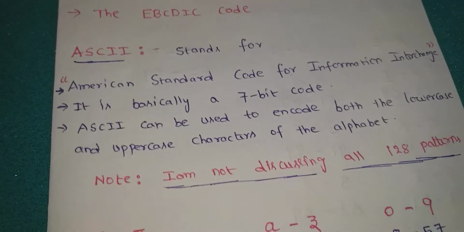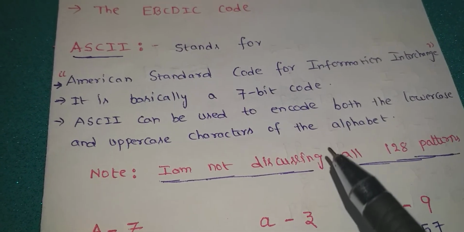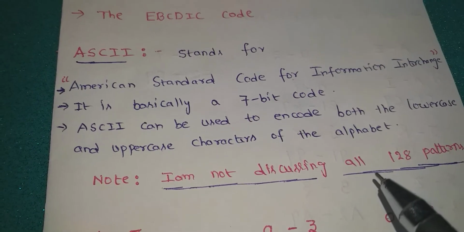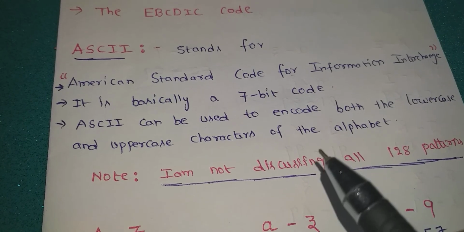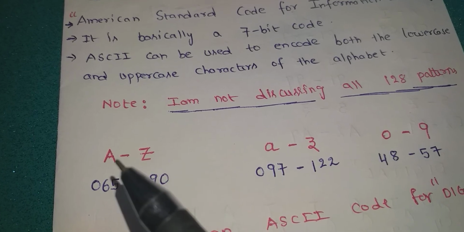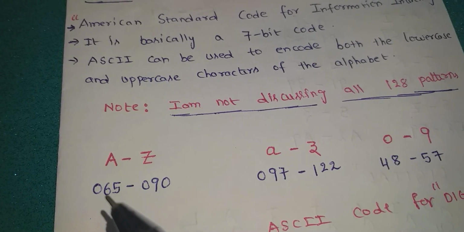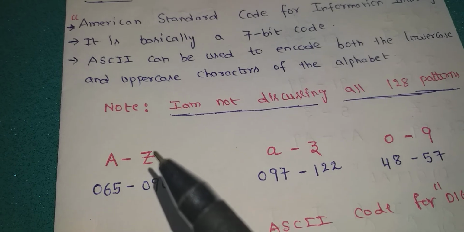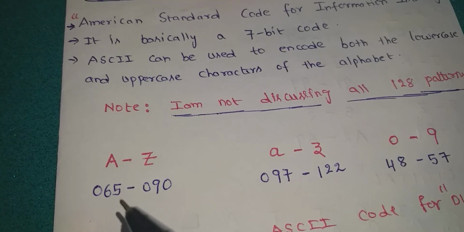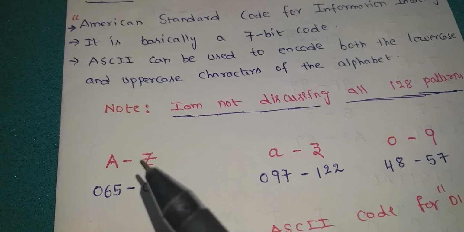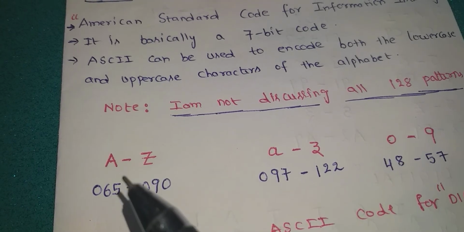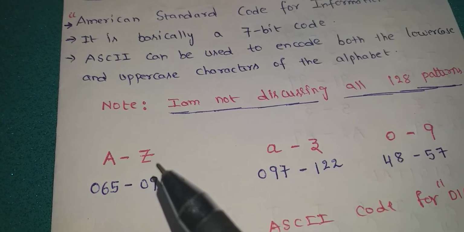Very important note here: I'm not discussing all 128 patterns. Why? Because it is 7 bit, 2 power 7 means 128 patterns. Now if you look at capital letters A to Z, the ASCII code of capital letter A is 65, and the ASCII code of capital letter Z is 90. For B the ASCII code will be 66, for C it will be 67, and so on up to Z, which is 90.